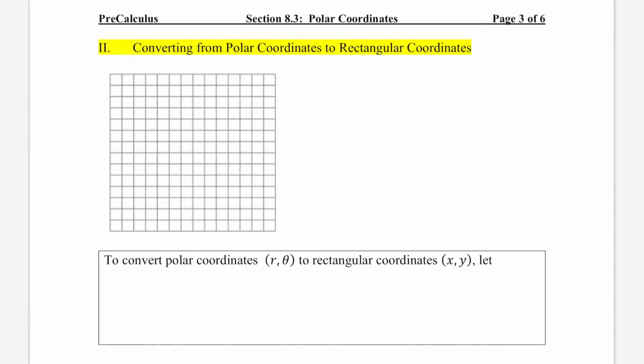Next, we are going to learn how to convert from the polar coordinates to the rectangular coordinates. For polar coordinates, we have r and theta. For the rectangular coordinates, we have x and y. So imagine if they've given you r comma theta, can you convert that into x and y?